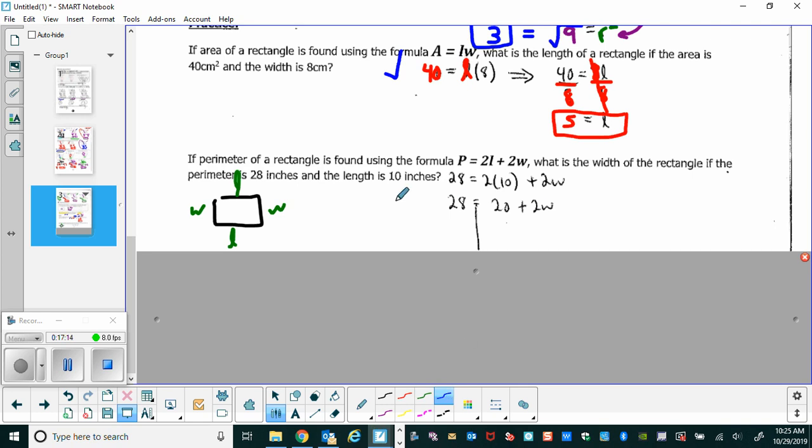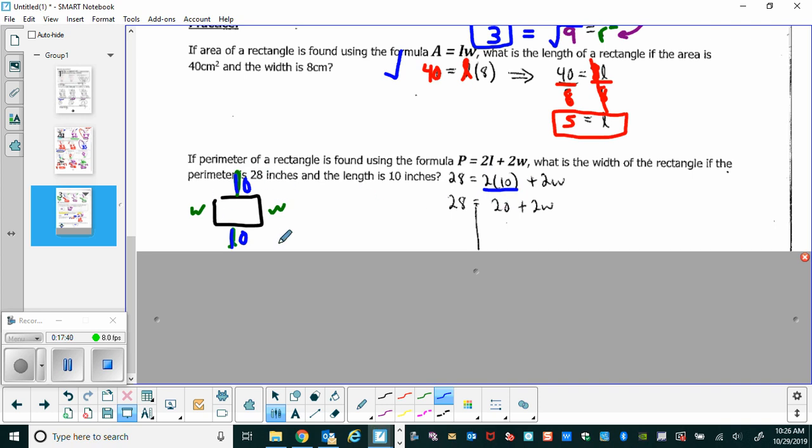If the length is 10, so we've got a 10 here, this is a 10, and we know if we were to add them all up, it should be a 28. So notice I've given the total perimeter, and so now I've set it equal to 28. We know that the length is 10, so I've plugged in L for 10 right there. And now we're going to solve for W. Now first we can simplify. 2 times 10 is 20, and that's my constant.